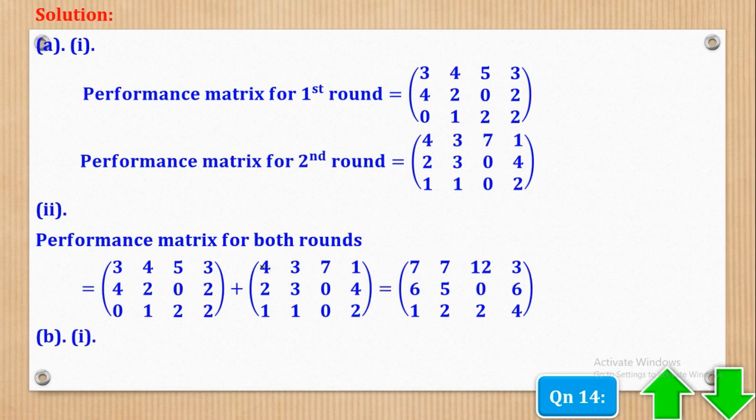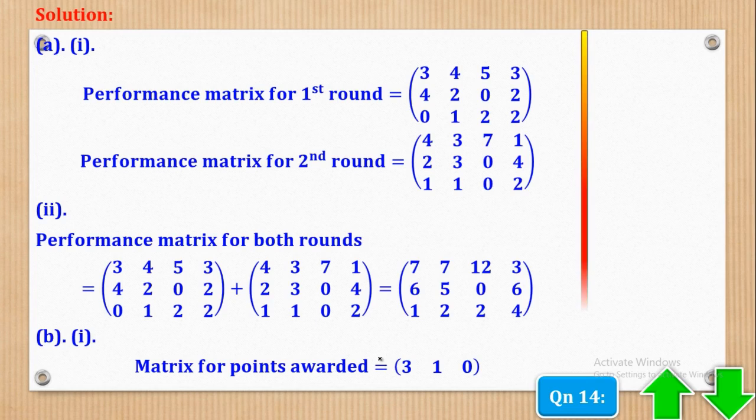Then part B, they wanted a matrix for the points. Remember they said 3 points for a win, 1 point for a draw, and 0 for a loss. So this is 1 row and 3 columns. So that is a 1 by 3 matrix. Now before we go to the next slide, let's see how much can be awarded for this slide.